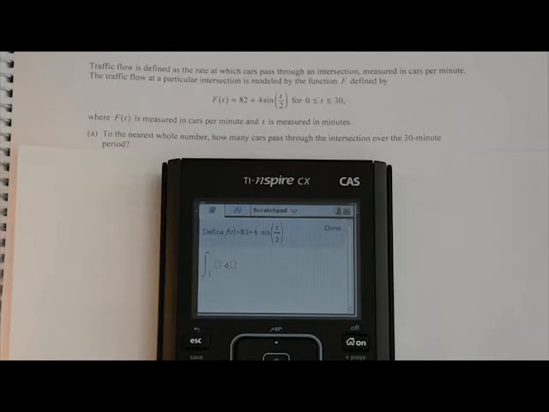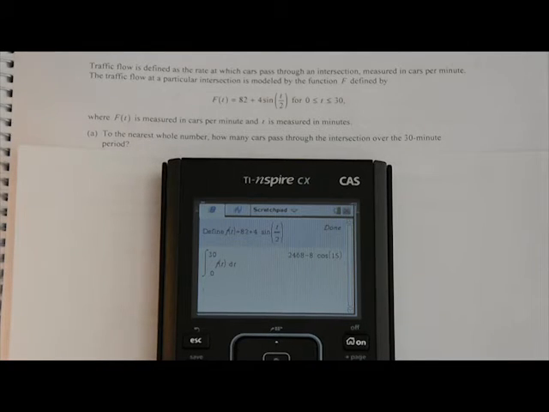Since we're looking for the nearest whole number, and we're trying to see how many cars in total pass through the intersection over a 30-minute period, given f of t as our function of change. We all know that if you take the integral of the function of change, that's our total net, or the total amount at the end of a certain amount of time. So we're going to find the total amount of cars passing through the intersection over 30 minutes.